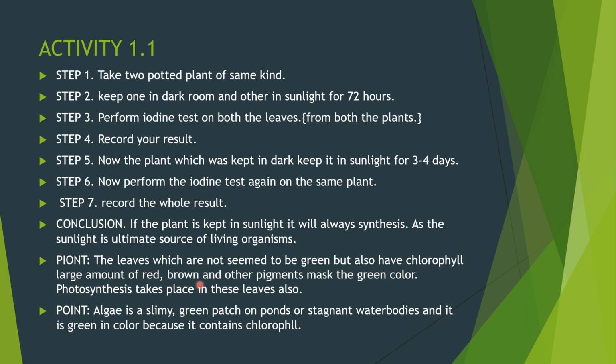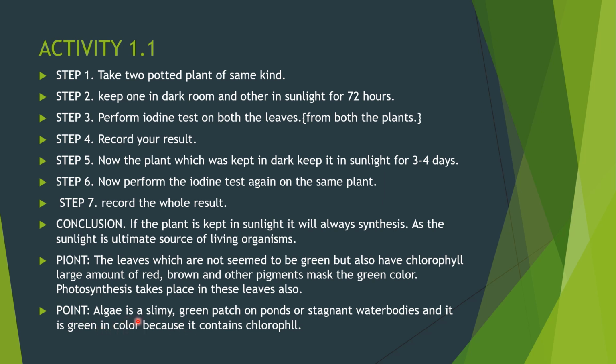Point: the leaf which does not seem to be green also has chlorophyll. A large amount of red, brown and other pigments mask the green color. Photosynthesis takes place in these leaves also. So if there are many leaves which are not seen to be that green, they still have green pigment in it, but the other colors have masked, meaning covered up, the green. That's why the green color is not visible, but chlorophyll is there.